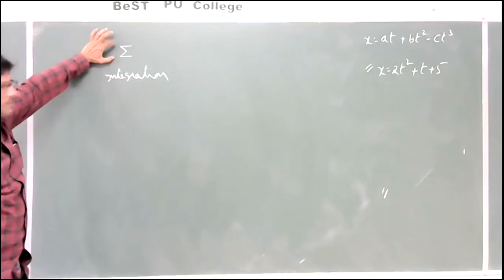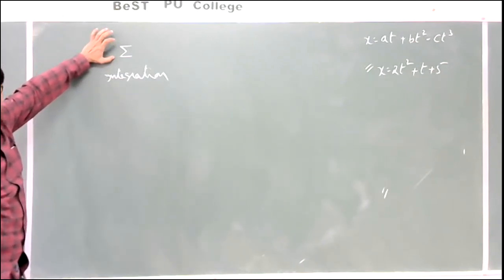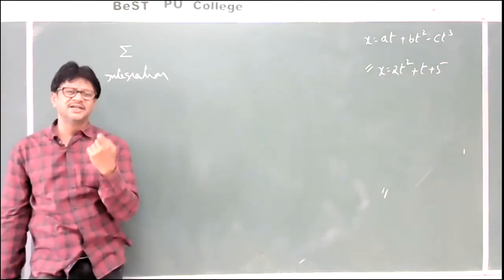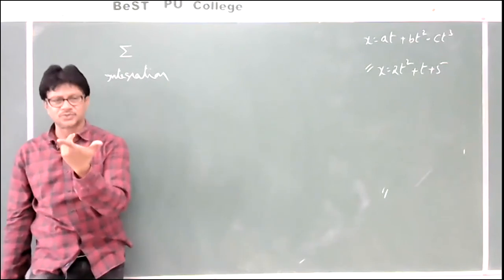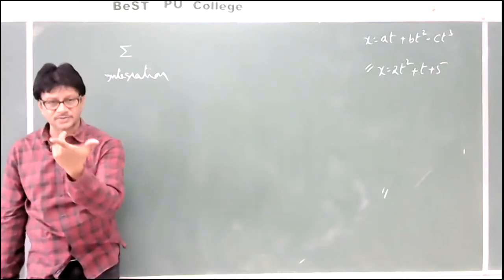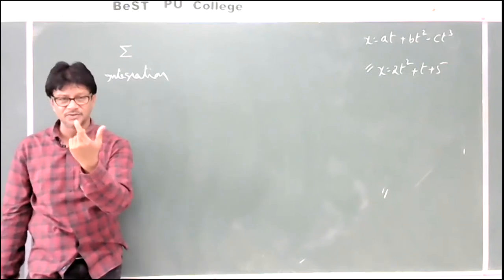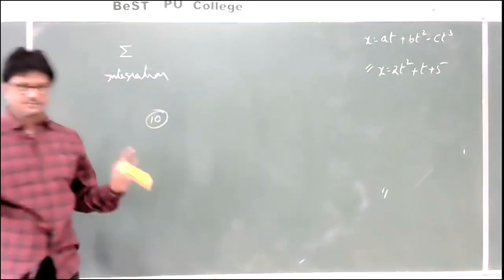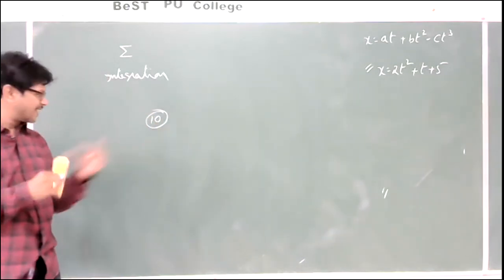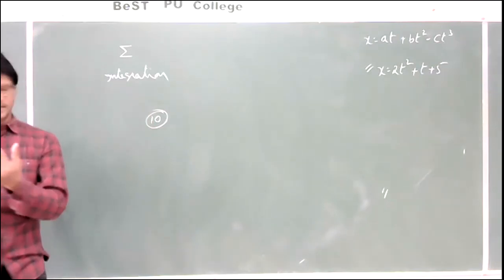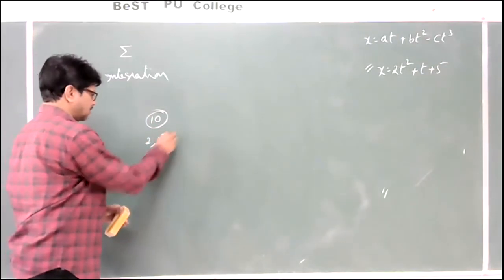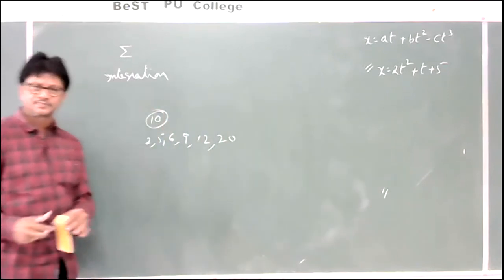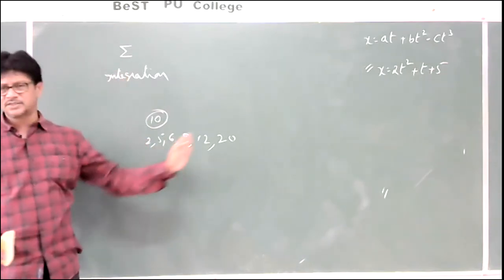This summation method, that is the sigma method, will be used only for discrete functions. What do you mean by a discrete function? Discrete values, that is, fixed values. For example, I want to add 10 numbers. So 10 is the fixed value, the discrete value. For example, I took 2, 5, 6, 9, 20, 12, 20, like this 10 numbers. If I want to add them, then we'll go with the sigma.